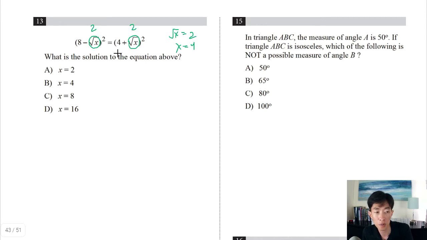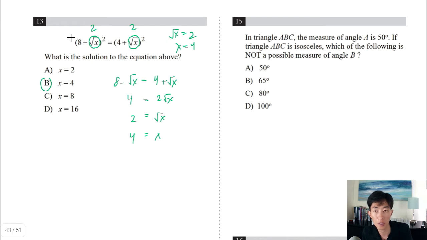On the other hand, if you didn't think of any of that, you could also just do it algebraically, very straightforward. So take the square root of both sides. You're left with 8 minus rad x equals 4 plus rad x. And you're going to subtract 4 from both sides, which is going to give you 4. Add rad x to both sides. So you're going to get 2 rad x on that side. Divide both sides by 2. That's going to give you 2 equals rad x. Square both sides. x is going to be equal to 4. And it gets you your same answer.